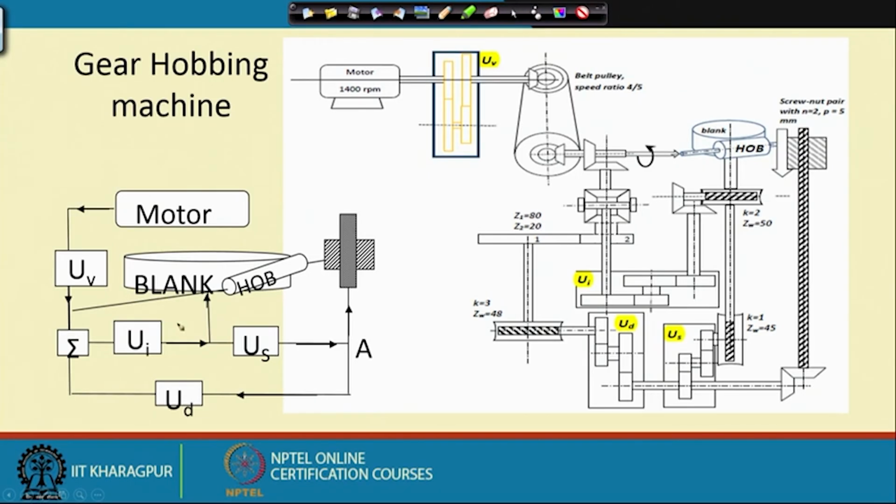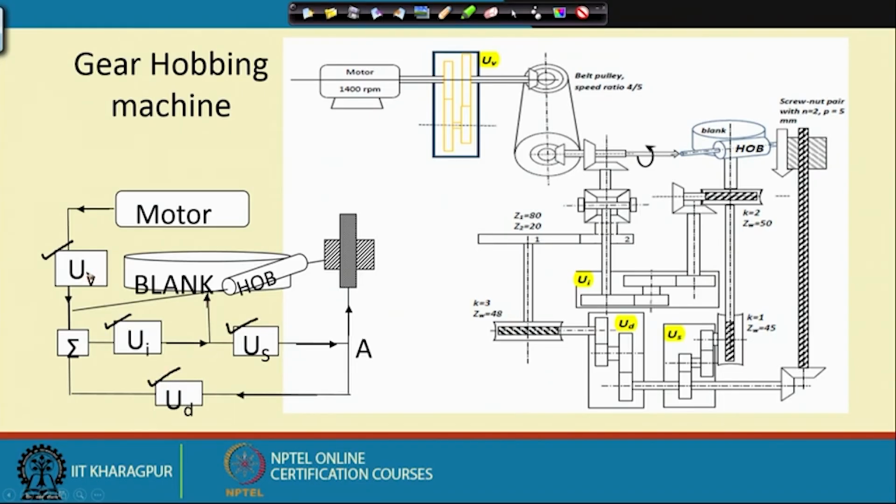If you look at this schematic figure, what is to be noticed is that from the motor we derive power. First of all, the hob has to rotate, the blank has to rotate, and the hob has to go down. And we are placing some gearboxes to make the machine very versatile. You can notice there are 4 gearboxes. What is this one for?